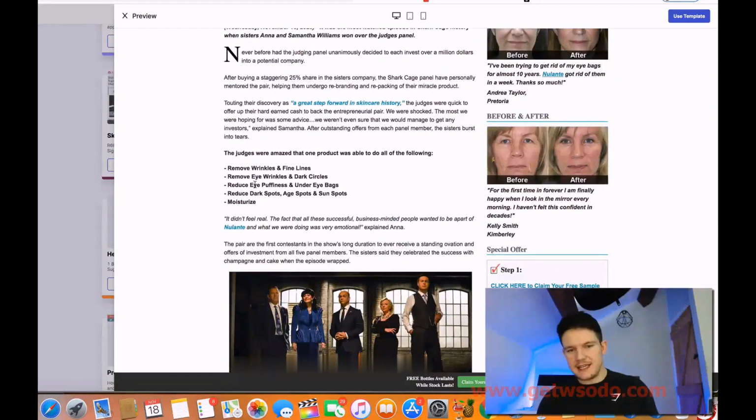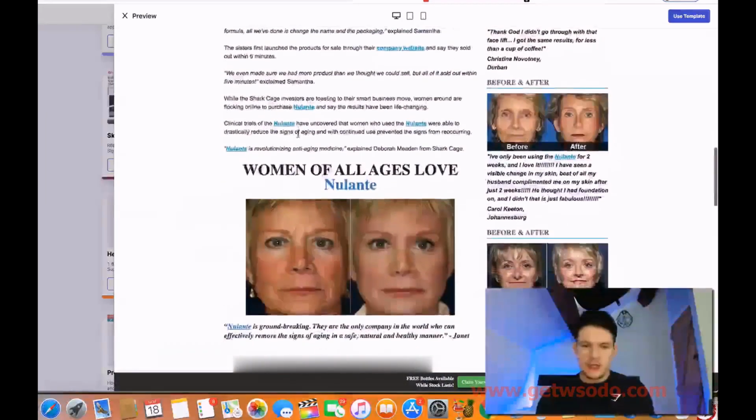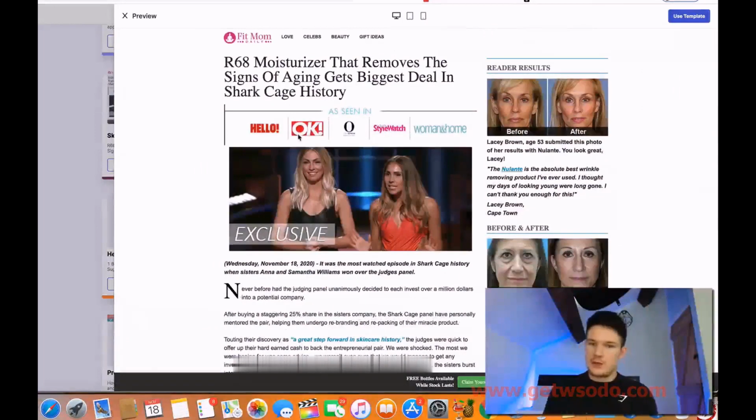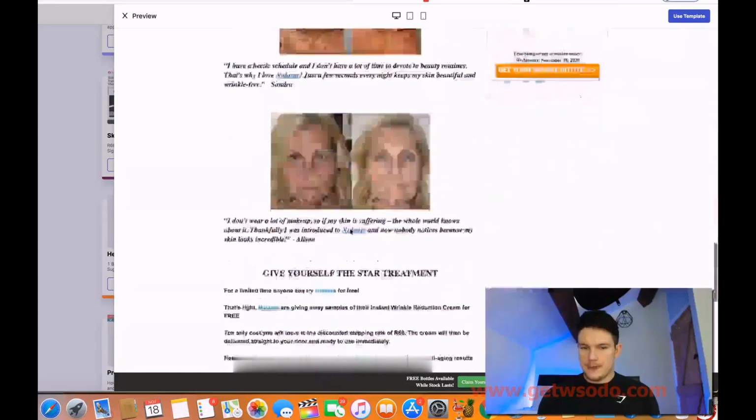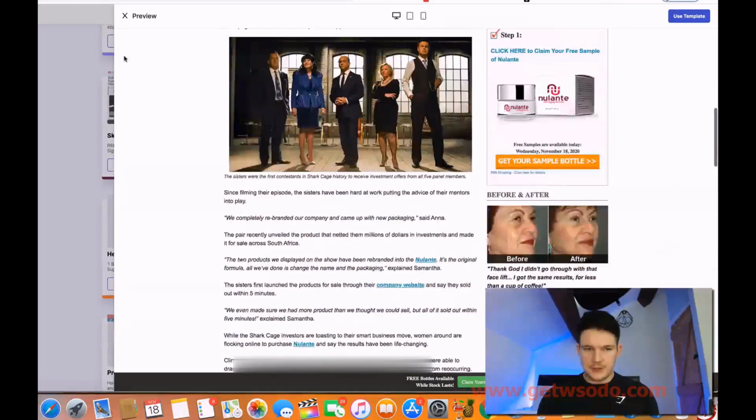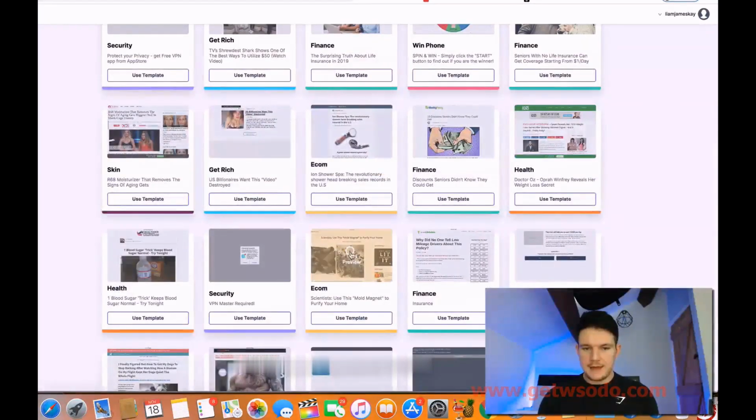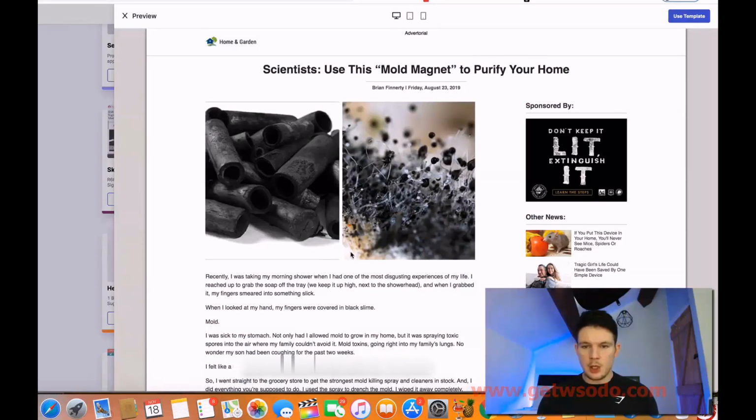This is a bit more aggressive, and probably quite a few of the native ad networks won't allow this style of landing page, but I'm just showing you different angles which people have come up with to try and promote products. So it's kind of like this with before and afters. You can also have this type here, which is more of a blog post.